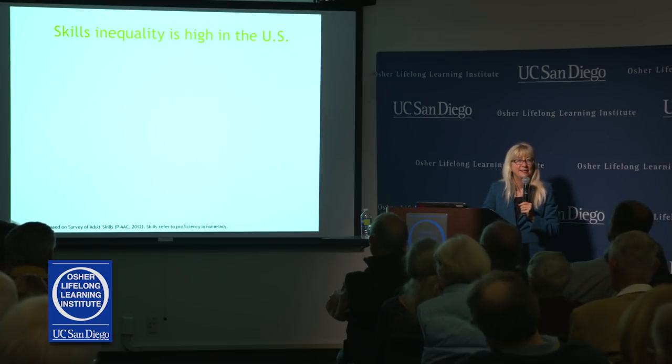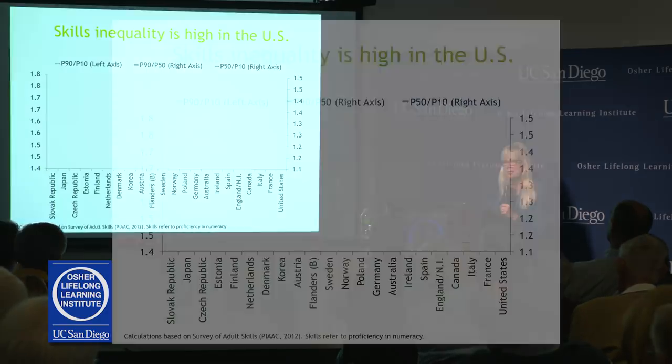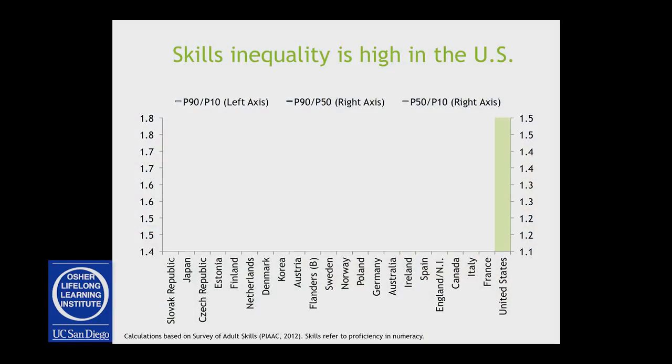But inequality is high. Skill inequality is high in the US. The US is over here. This is the skill level of the top 10%, that's what P90 means, to the bottom 10% of the population. So you take all of these numeracy skill levels for the US, say, and you see the people who scored the top 10% of the scores versus the bottom 10% of the scores. And that's the ratio of the two. And you do it in every country, and you can see that both France and the United States have a lot of inequality in skills, all right? The top 10% does a lot better than the bottom 10%.